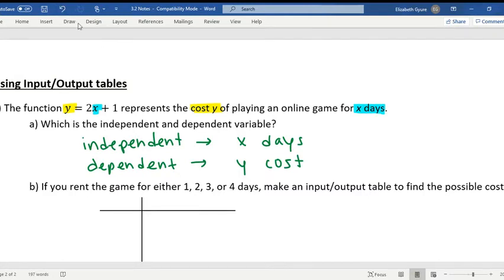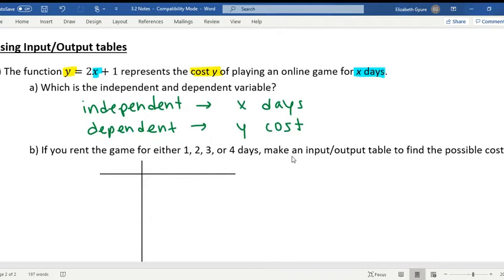All right. So then if you rent the game for either 1, 2, 3, or 4 days, make an input-output table to find the possible costs. So input-output tables means you're plugging in an X and then you're going to solve to get a Y value. You're welcome to use a calculator on this if you want. It could be helpful. Our numbers aren't very big, but it's good practice. So if you need to grab a calculator, go ahead.